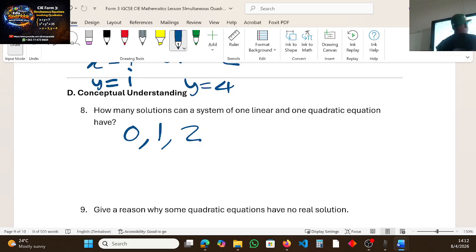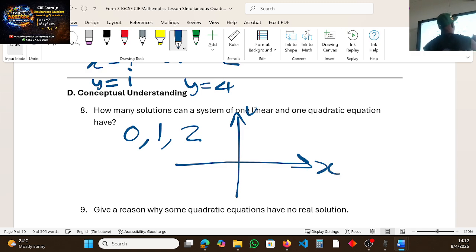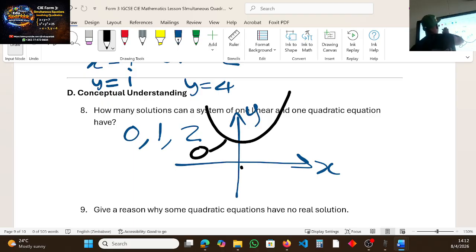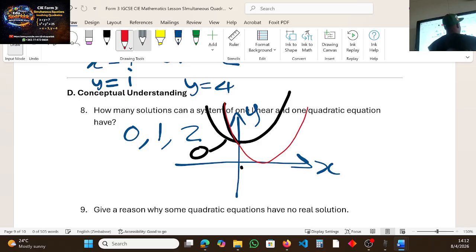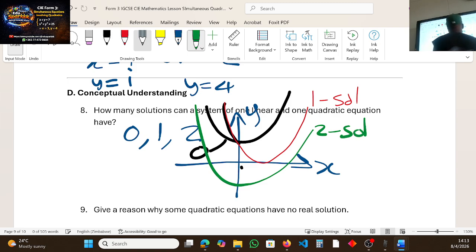Let's have a look at the scenario which gives us 0 solutions. The moment we have a curve which does not cross the x-axis, it means here we have 0 solutions. And I'll put it in red. The moment our curve touches the x-axis once, here it will be 1 solution. Then in green, when our curve crosses the x-axis at 2 points, then here we'll be having 2 distinct solutions.